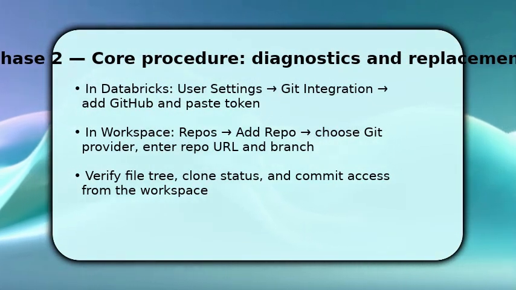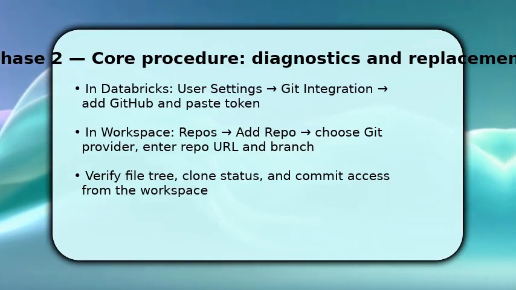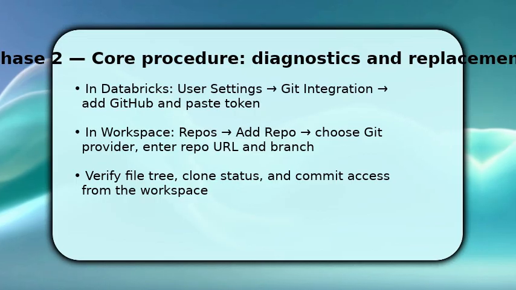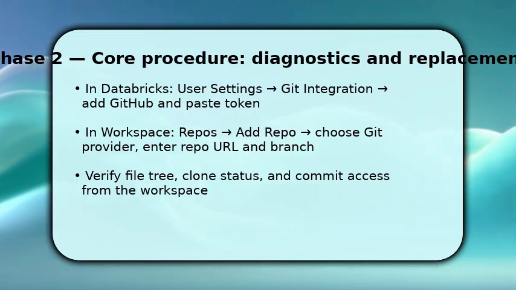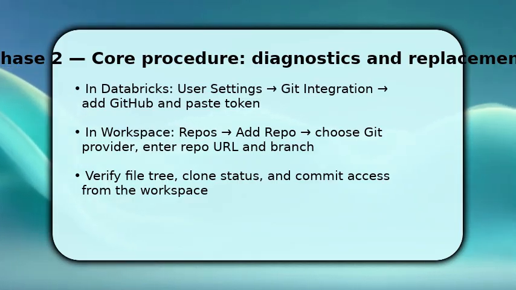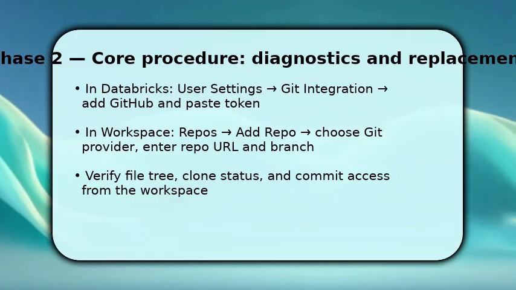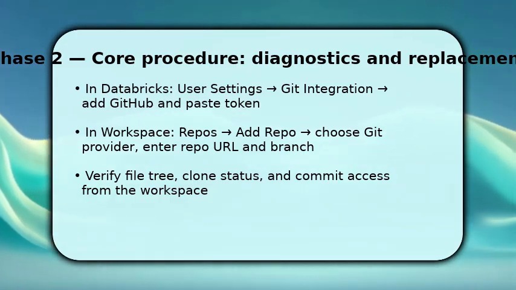Go to User Settings, select Git Integration, choose GitHub, and paste the personal access token you created. Then open Workspace, select Repos, and click Add Repo. Enter the repo URL and branch name. Once added, Databricks will clone the repo into your workspace. Make sure the file tree appears and you can open a notebook. If you can commit changes from Databricks, you've completed the main configuration steps.